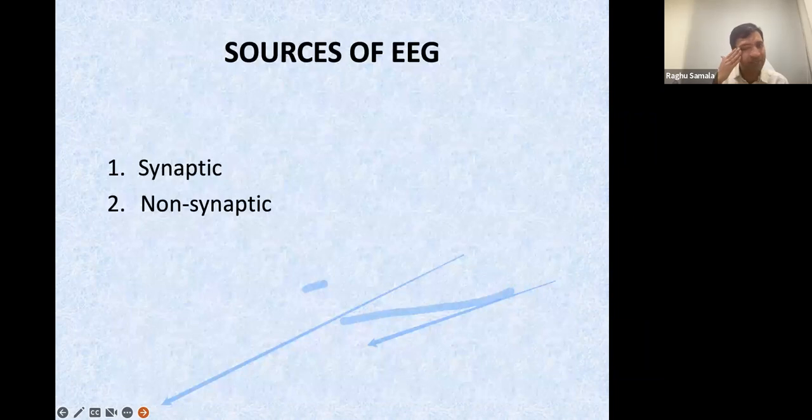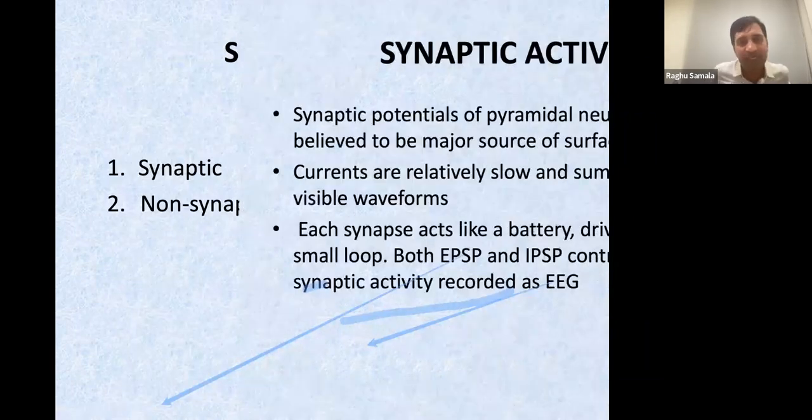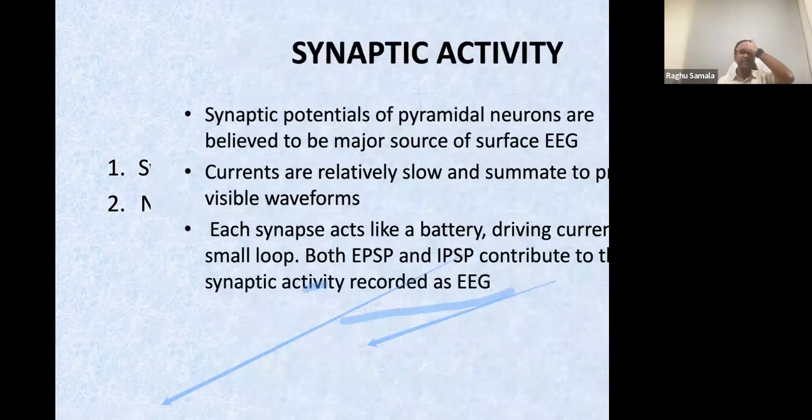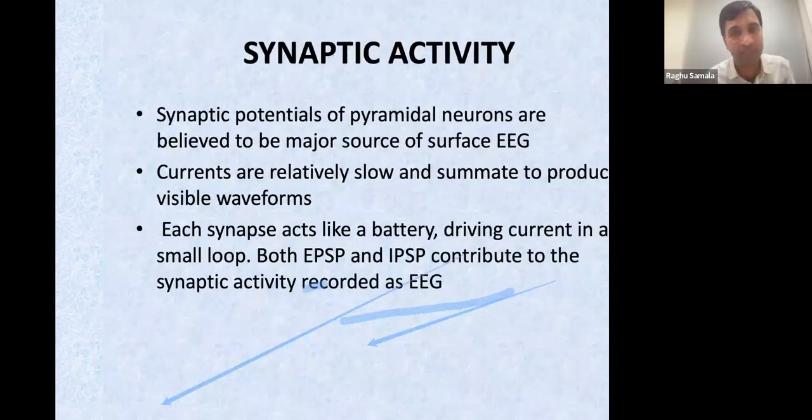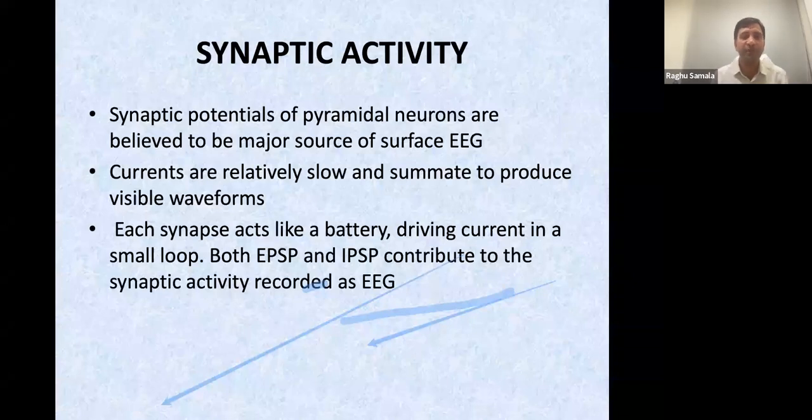So the sources of EEG are synaptic and non-synaptic, but it is predominantly from the synaptic. Where we record actually, our EEG is predominantly recorded from the pyramidal neurons. So in our cortex, the synaptic potentials of the pyramidal neurons are the major source of the EEG. And currents are relatively slow and they summate to produce the visible waveforms.